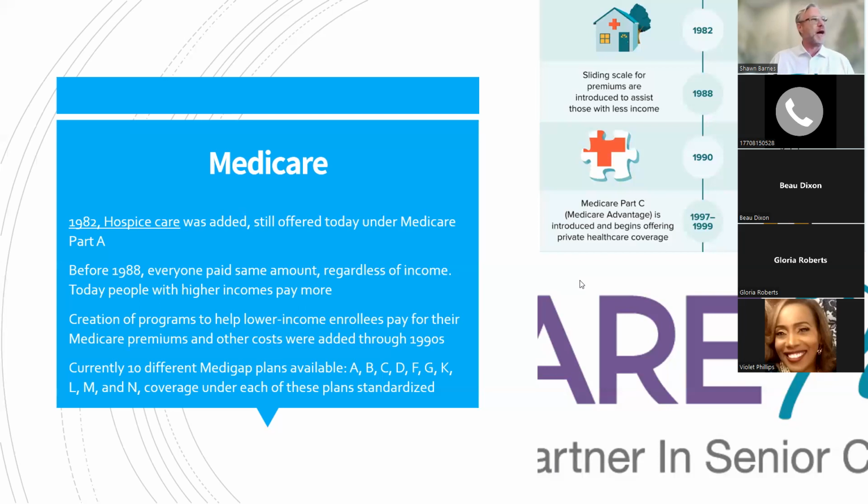After 1988, people with a higher income paid more for their Medicare. And there have been the creation of programs to help lower income enrollees pay for Medicare premiums throughout the 1990s. So there are currently 10 different Medigap plans available: A, B, C, D, F, G, K, L, M, and N. Again, you can only obtain C and F if you obtained original Medicare prior to 2020 and then did not leave original Medicare.